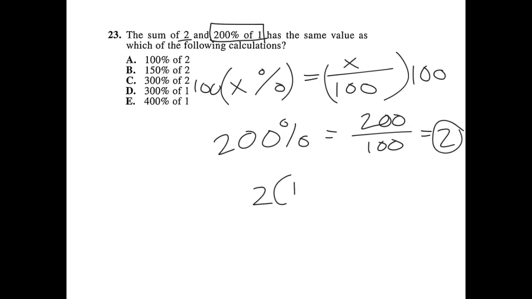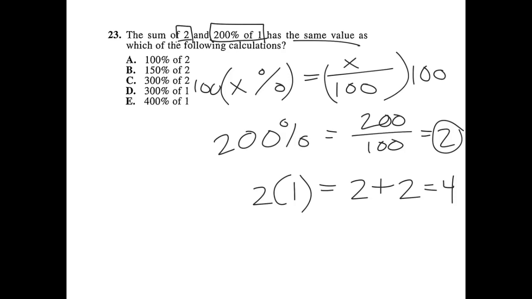So 200% of 1, and that will give us 2. And then we have a sum of 2 and the 200% of 1, which we just calculated. So we just add 2 to that, and we get 4. So then we have to look at our answer choices and see which has the same value. Once you're a pro at this, you can know automatically that it's going to be E.